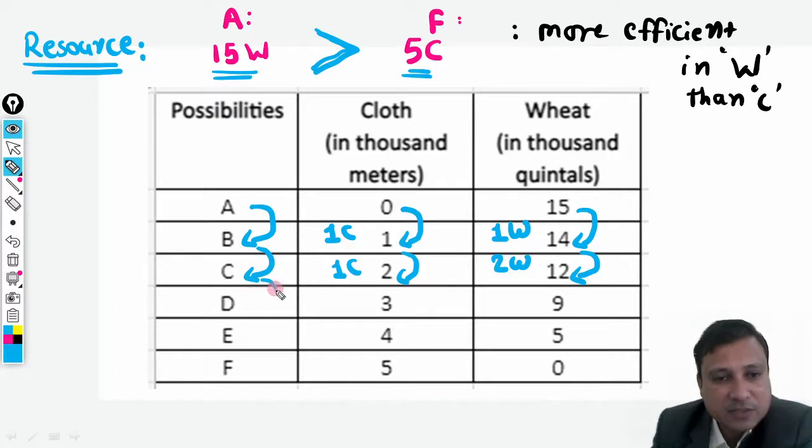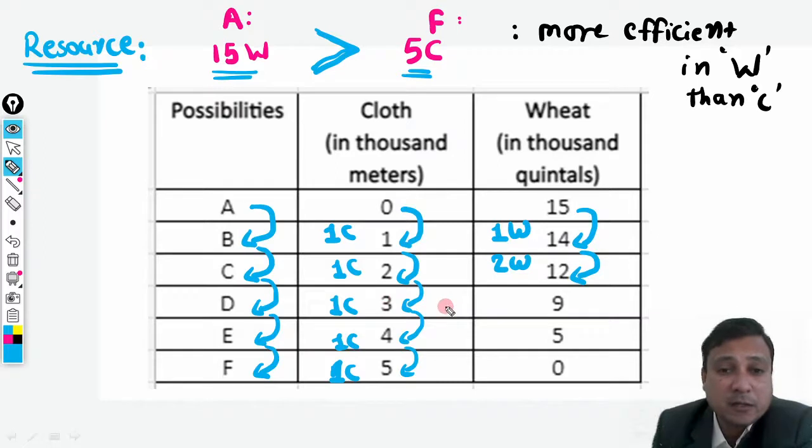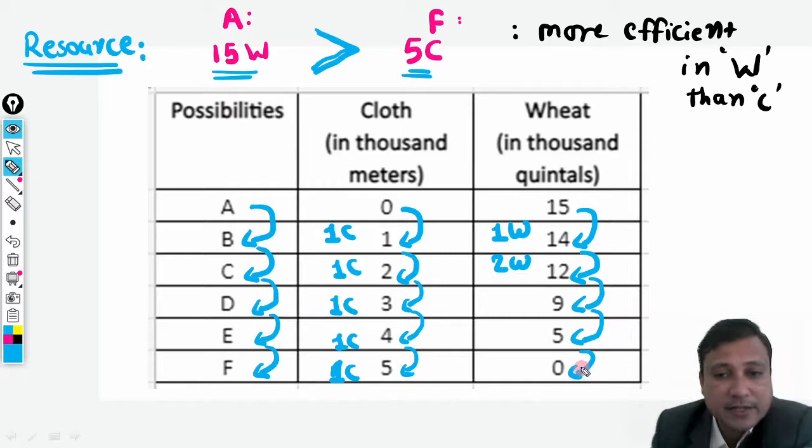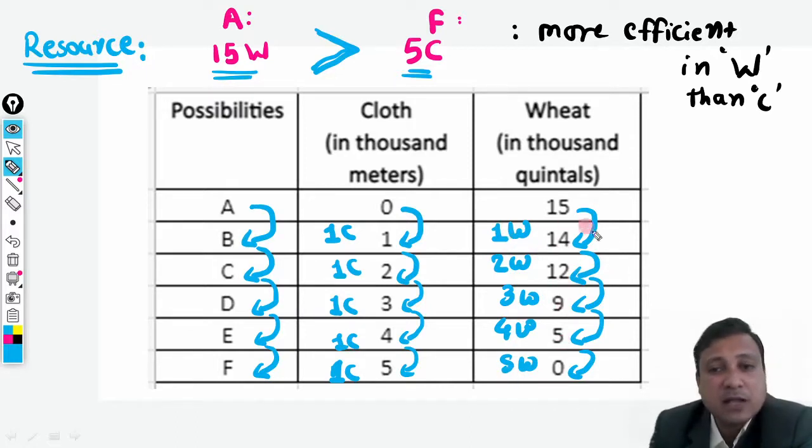Again, as I shift from C to D, D to E, and E to F respectively, the production of cloth also increases by 1C, 1C, and 1C. Cloth increases by 1 unit only, but as I shift from C to D, D to E, E to F, in the case of wheat, my production of wheat declines by 3W, 4W, and 5W. So this gap is increasing. This gap is known as opportunity cost.